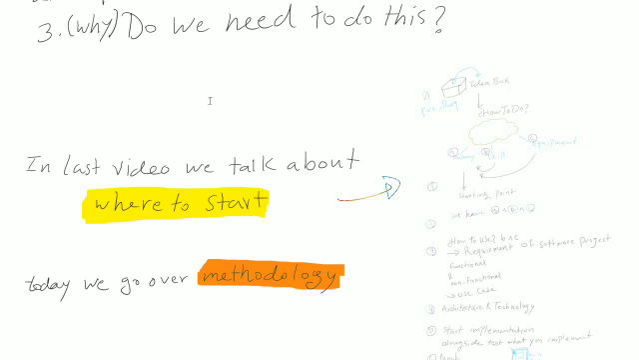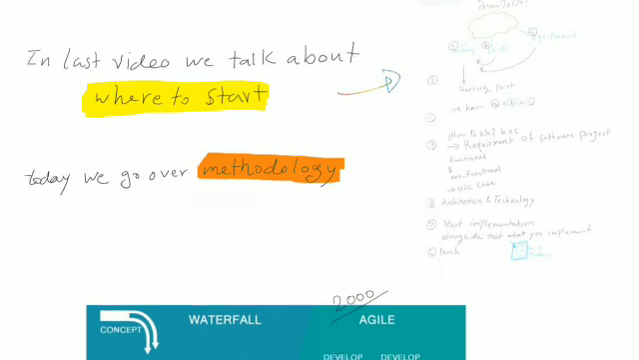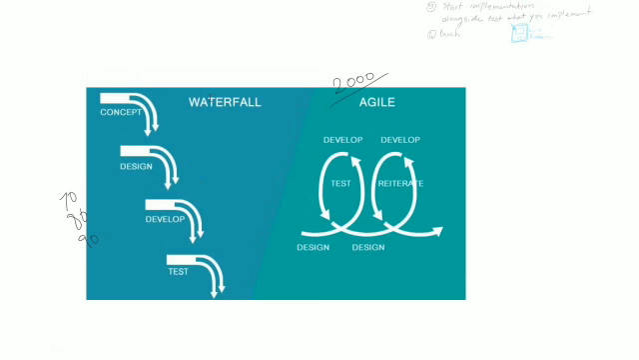So in this video, I would like to draw your attention to the last video, where we talked about where to start with the software project, and today we talk about the methodologies. The waterfall methodology was the dominant framework for doing software projects in the 70s, 80s, and 90s, but since 2000, Agile software development is the way that we do software projects.